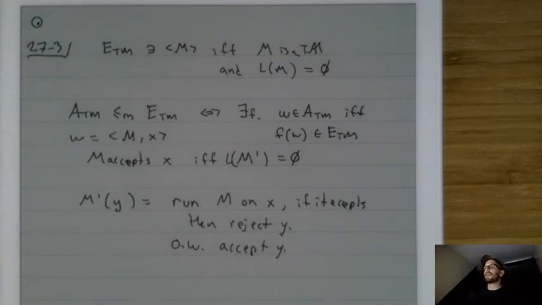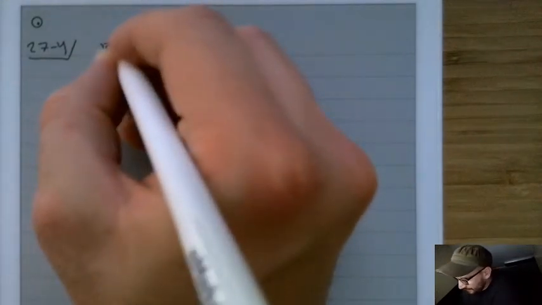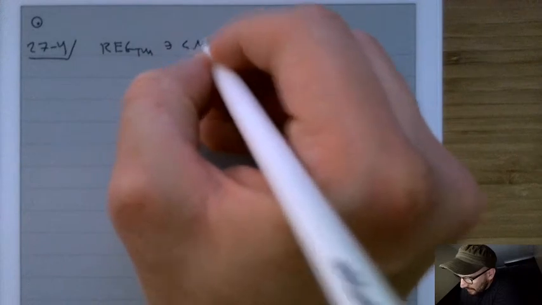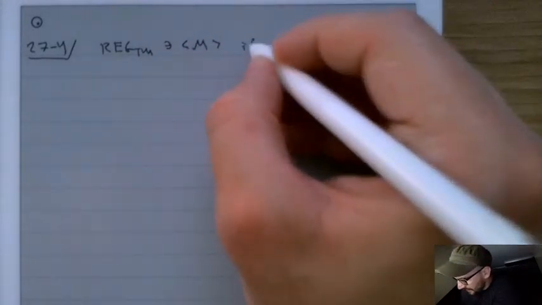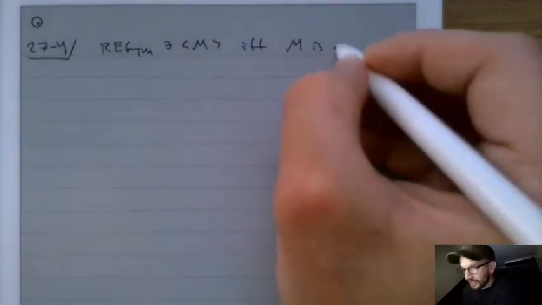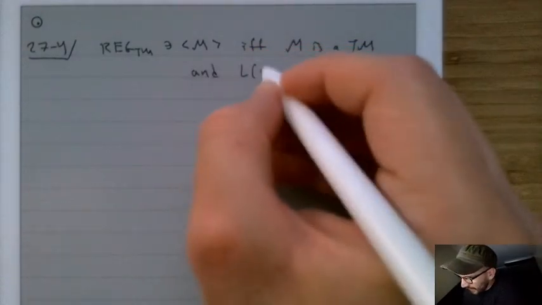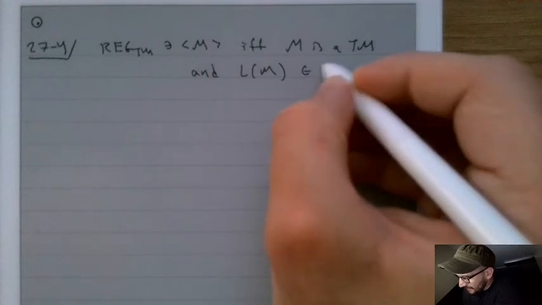Let's think about another problem that is interesting, that might be practical for us. So there's a problem that we call Reg TM. So M is inside of Reg TM if and only if M is a Turing machine and the language of M is inside of Reg.